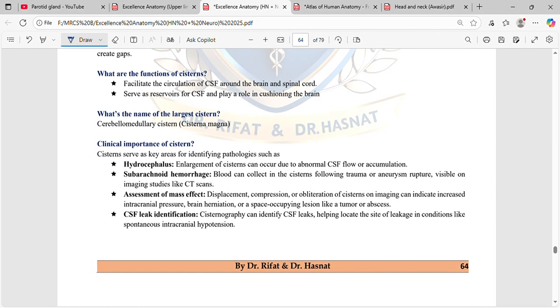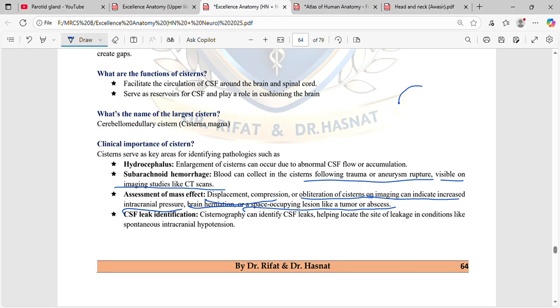Clinical importance of cistern. Cisterns serve as key areas for identifying pathologies such as hydrocephalus. Enlargement of the cistern can occur due to abnormal CSF flow or accumulation. Subarachnoid hemorrhage: blood can collect in the cistern following trauma or aneurysm rupture, which is visible on imaging studies like CT scan. Assessment of mass effect: displacement, compression or obliteration of cistern on imaging can indicate increased intracranial pressure, brain herniation or a space occupying lesion like a tumor or abscess.